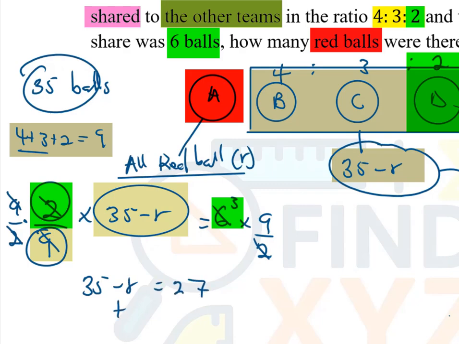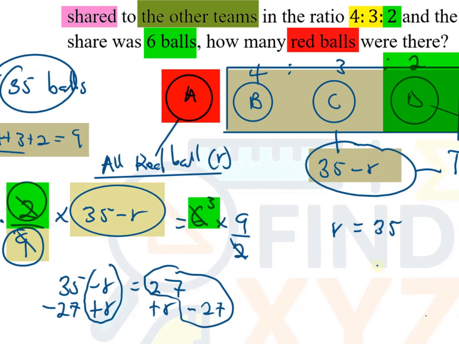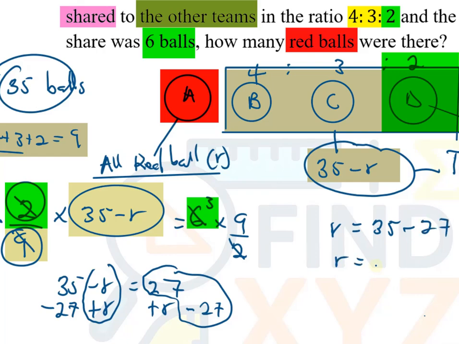Then I can add R to both sides of the equation to get rid of the R, and I can subtract 27 from both sides of this equation. So R minus R, this will go to 0. 27 minus 27, this will also go to 0. So you are left with R is equal to 35 minus 27. So what is the value of R? The value of R is 8. It means that the number of red balls were 8.